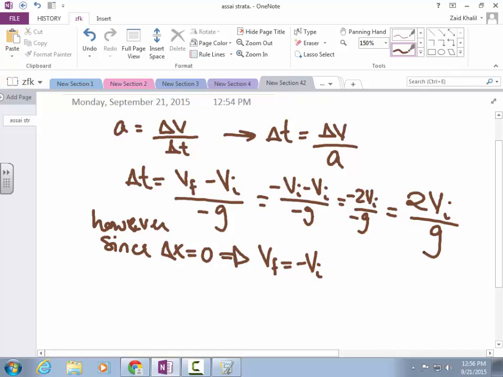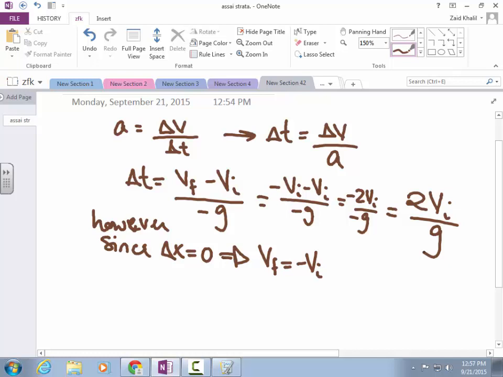Is T positive? And the answer is yes. Why? Is that T positive? Yes or no? And the answer is yes. Why? Because Vi is positive. Why is Vi positive?